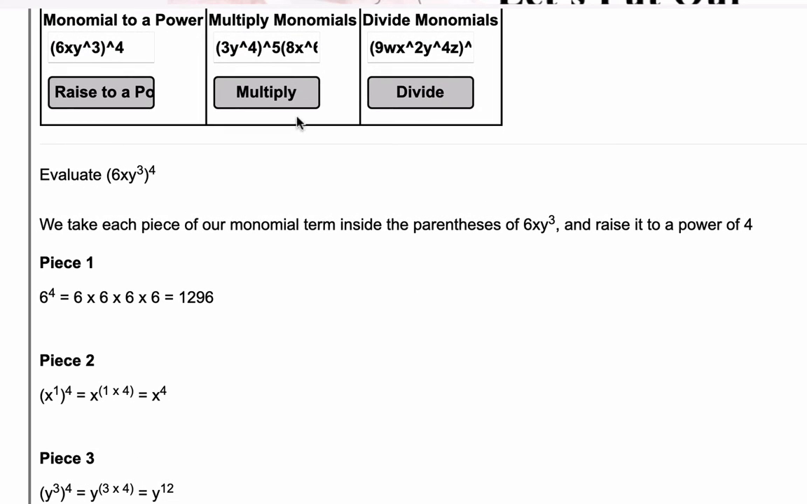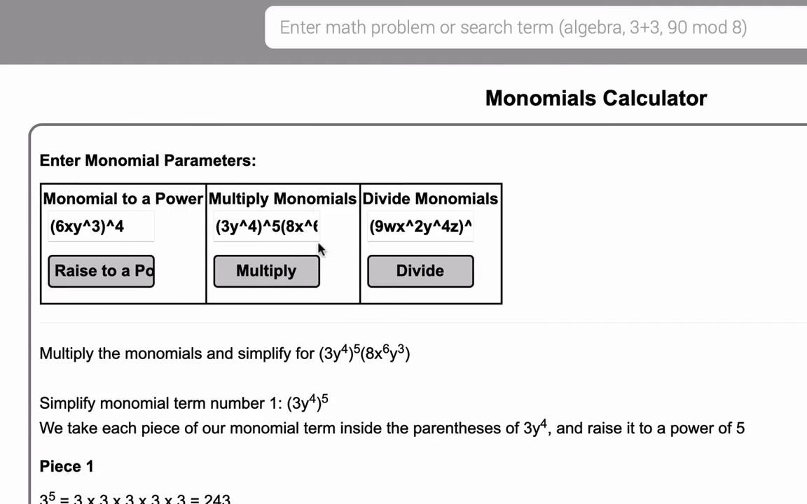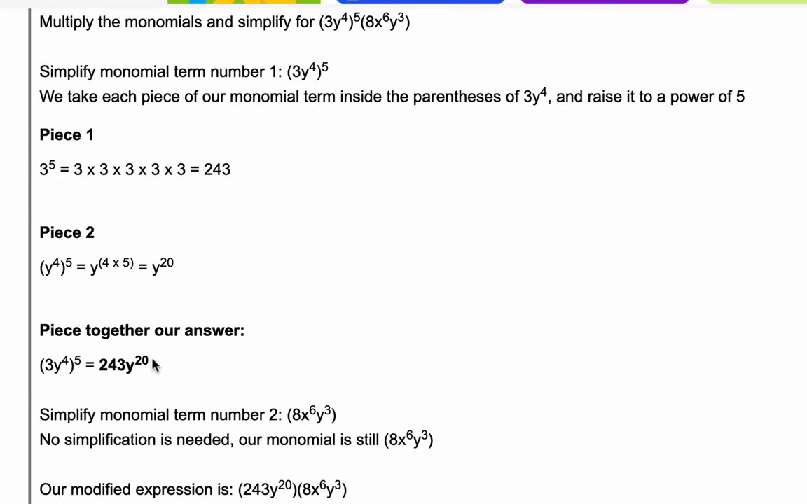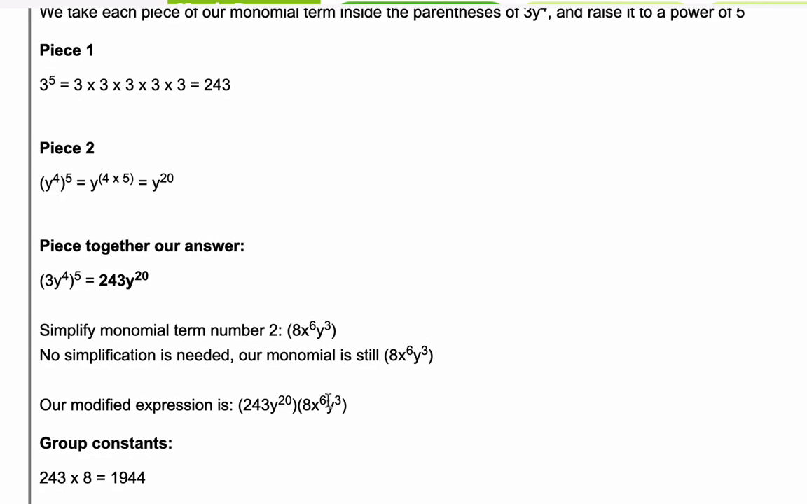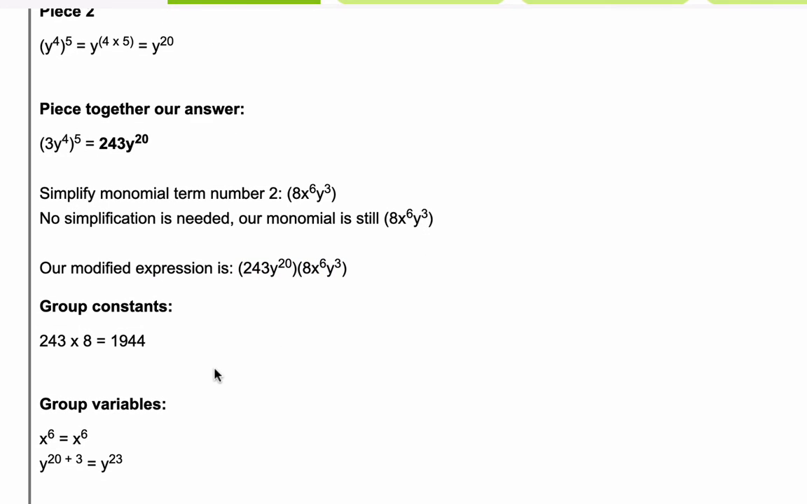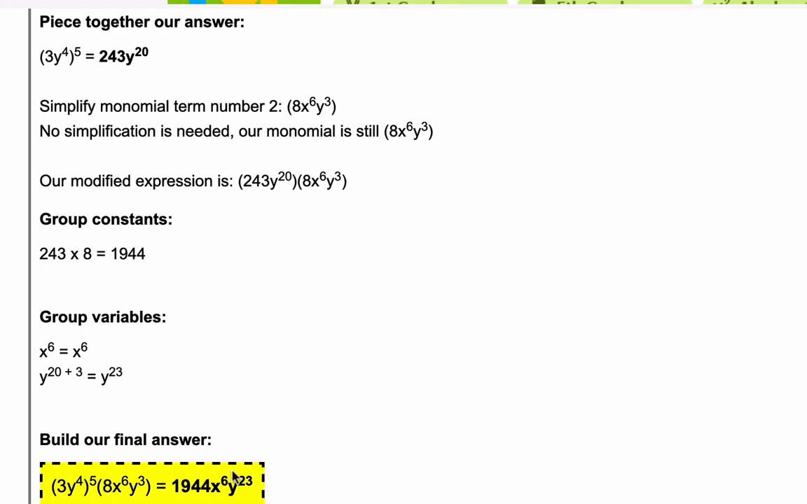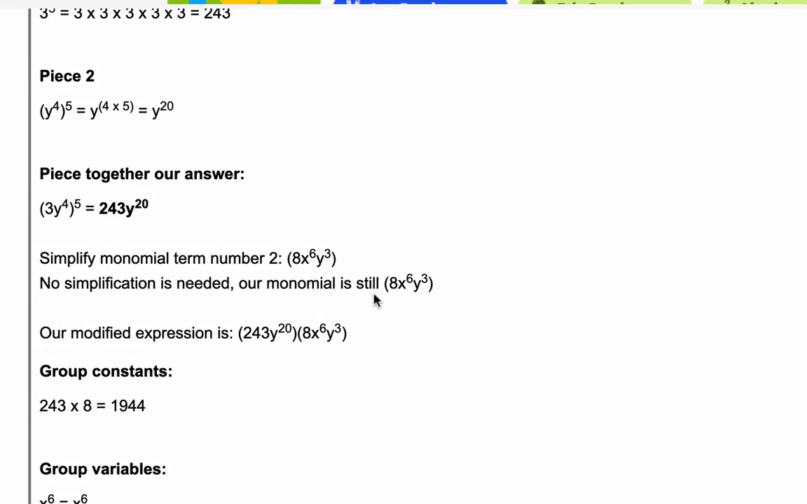What if we want to multiply two monomials? So we'll go ahead and hit multiply. First, we've got to do this rule here where we expand. So we expand that term out. We get 243 y to the 20th. And now we want to multiply it by this. So if we do that, we have this expression. We can multiply the constants. And then these two will just add. So y to the 20th plus 3 is 23. We group together those three pieces. We get 1944 x to the 6th, y to the 23rd.